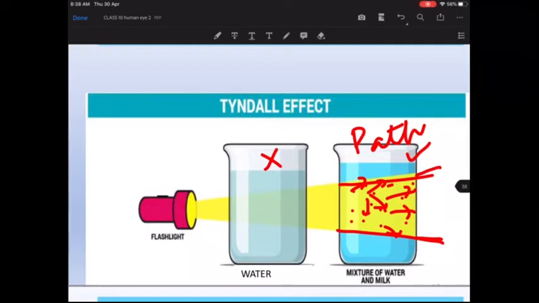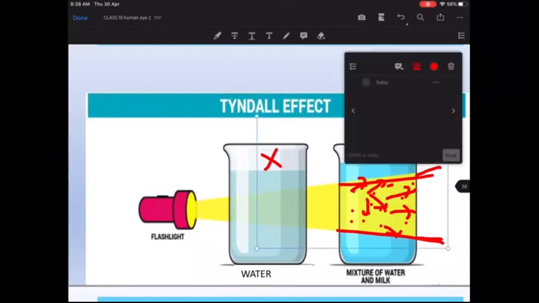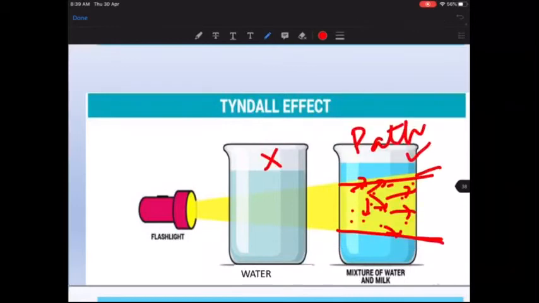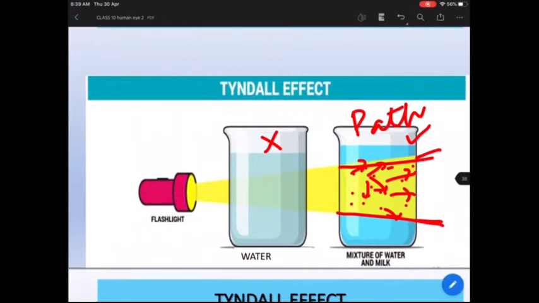Why will you see this path? Because in the second tumbler, when you've added milk, there are now milk particles, suspended particles, in the water. So these particles are going to scatter the torch light which you're flashing. Every particle is actually scattering the light here, right? Which light? The torch light that you are flashing. Okay, so you will be able to clearly make out the path of the light. So that is what we discussed. So this is the Tyndall effect basically.